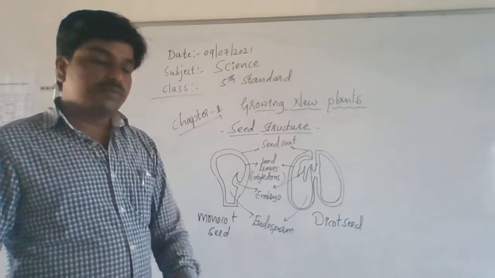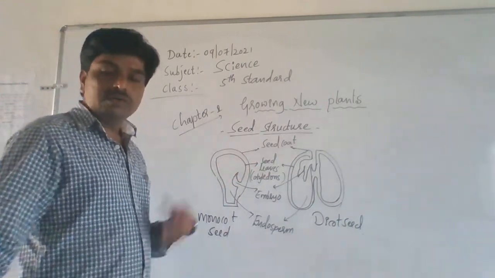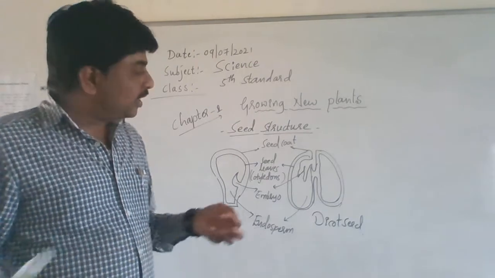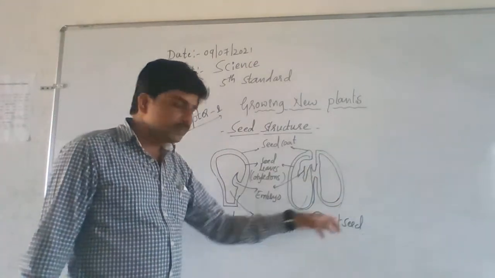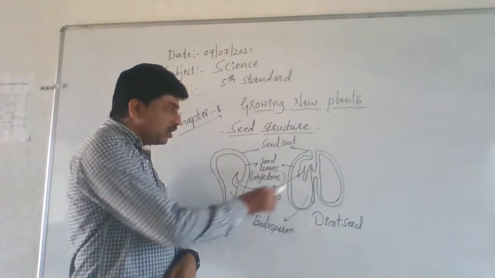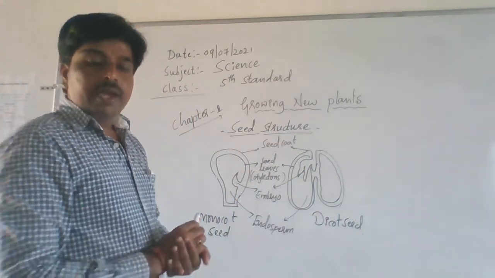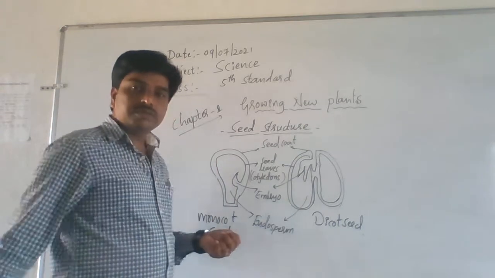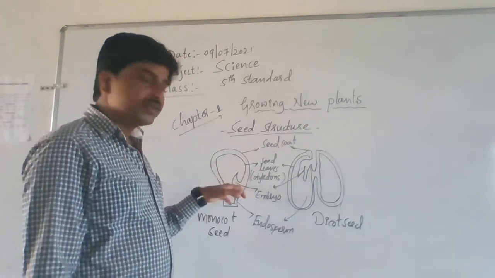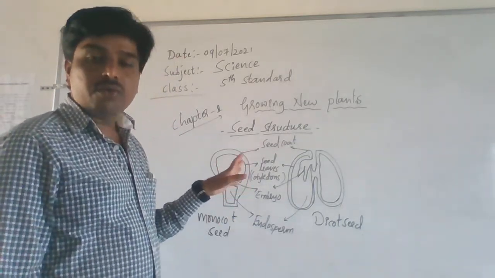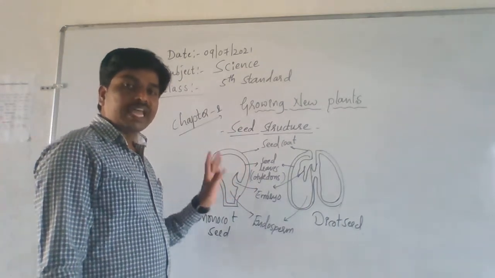Okay students, let's know the functions of each part of a seed. See the first one, the seed coat. What is the function of the seed coat? It is the outer covering of the seed. Understand? And it protects the embryo from injury or drying.